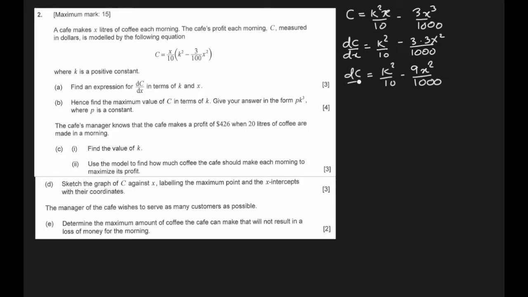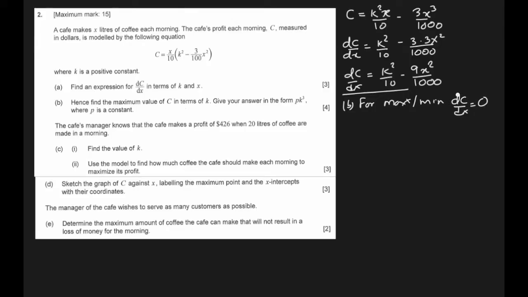That's dc over dx. Okay, B part. Hence, find the maximum value of c in terms of k. So to find the maximum value, or for that matter the minimum also, dc over dx has to be equal to 0.